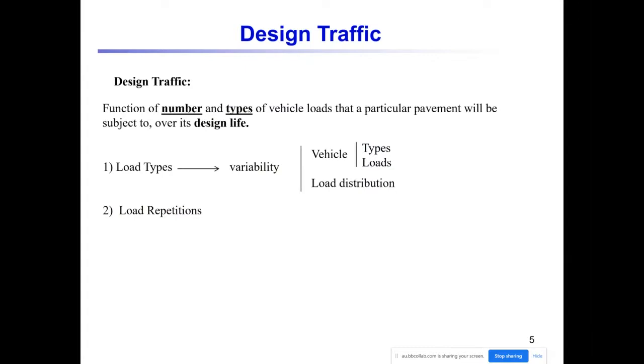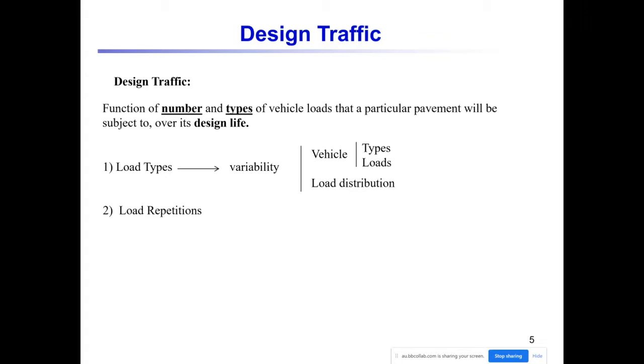Now we want to know and determine the design traffic for the road. This design traffic is a function of the number of the vehicles as well as the type of the vehicles passing through the road during its design life. So we have two important things. One is related to the types of the load, and the other one is the repetition of the load.